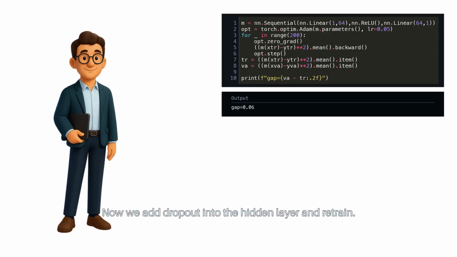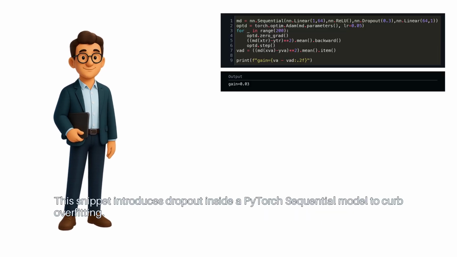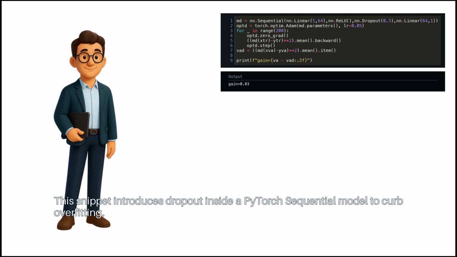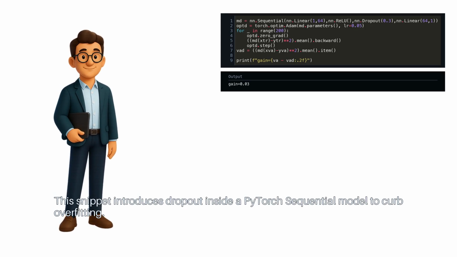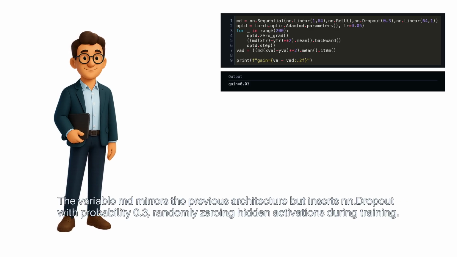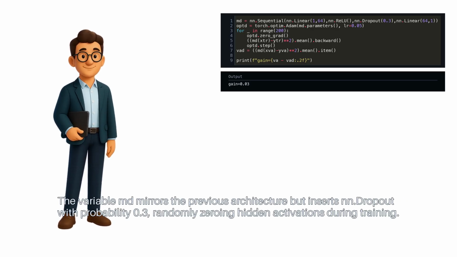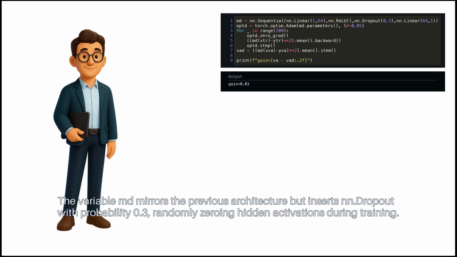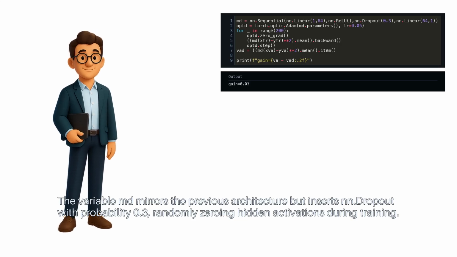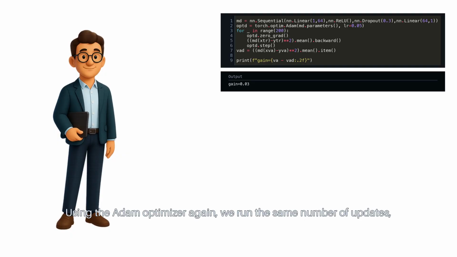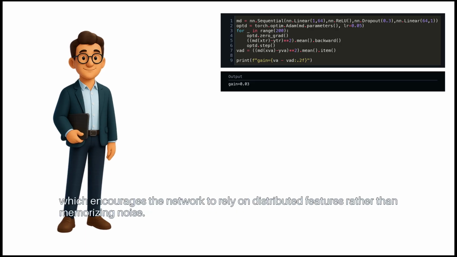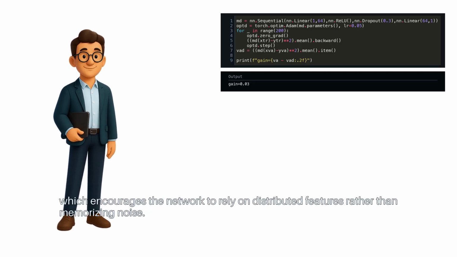Now we add dropout into the hidden layer and retrain. This snippet introduces dropout inside a PyTorch sequential model to curb overfitting. The variable md mirrors the previous architecture, but inserts nn.Dropout with probability 0.3, randomly zeroing hidden activations during training. Using the Adam optimizer again, we run the same number of updates, which encourages the network to rely on distributed features rather than memorizing noise.